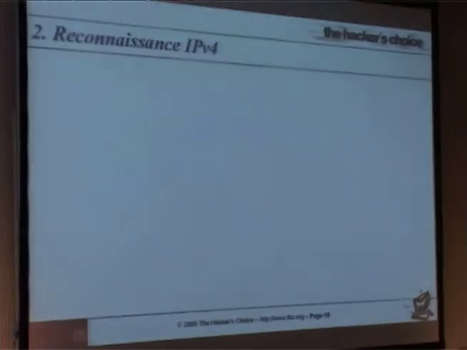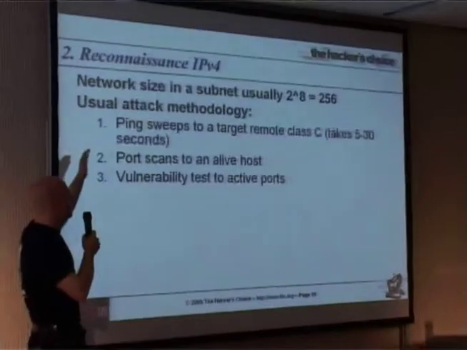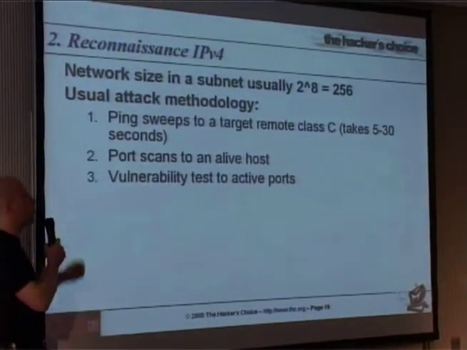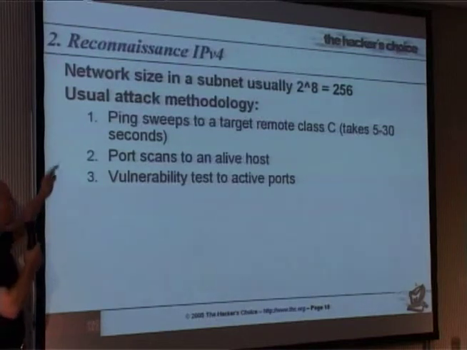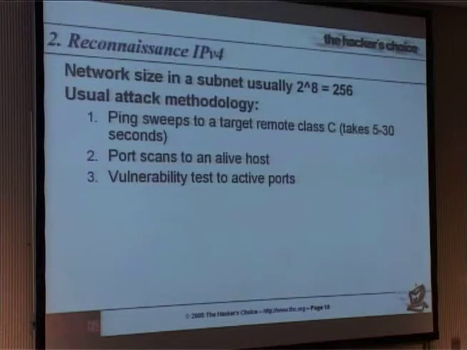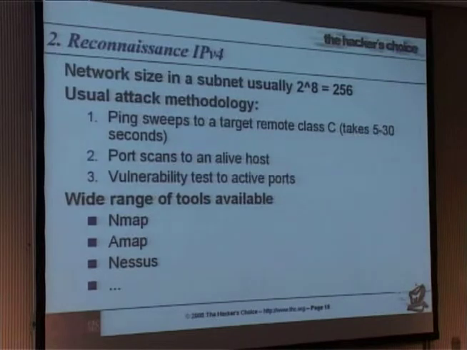But now we already get to the next stage, which is reconnaissance. Reconnaissance in IPv4 is easy. A normal subnet size is 2 to the power of 8, so 256 IP addresses. So what you usually do is a ping sweep of the target remote class C network. It takes about 5 to 30 seconds, depending on what tool you use and how far away the network is. Then you do a port scan on the live hosts, look for vulnerabilities in the active services, exploit them, and, well, happy Easter. A wide range of tools is available: Nmap, AMAP, Nessus, lots of exploits, and so on.